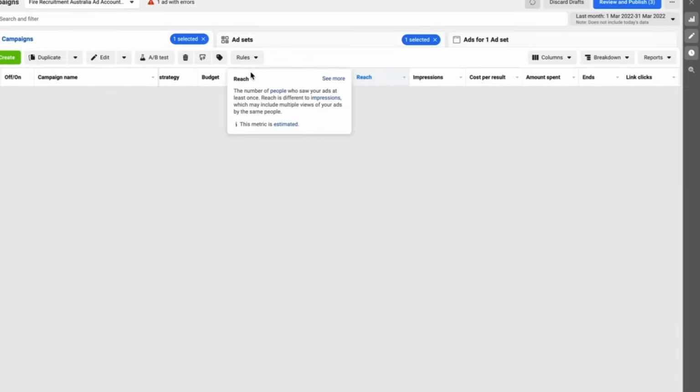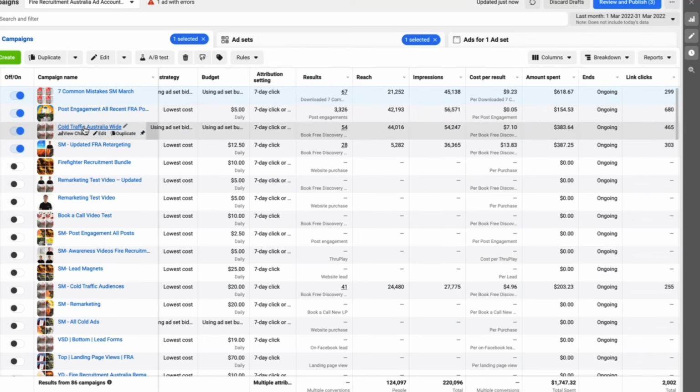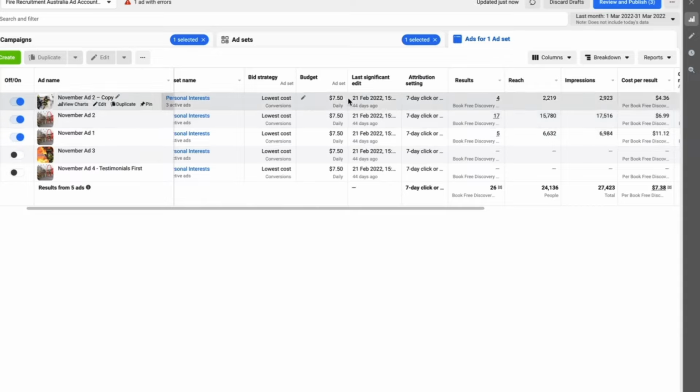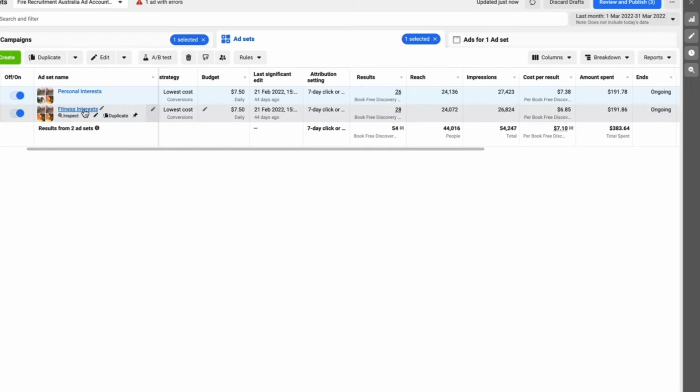If we go over to the booking the free discovery call, we're going to go cold traffic Australia-wide. We had personal-based interests and fitness interests, and right now it's pretty deadlocked as to which one is the most popular option. If we go into one of the campaigns, you'll see that we only run a maximum of 3 ads at one time in the personal interest one.